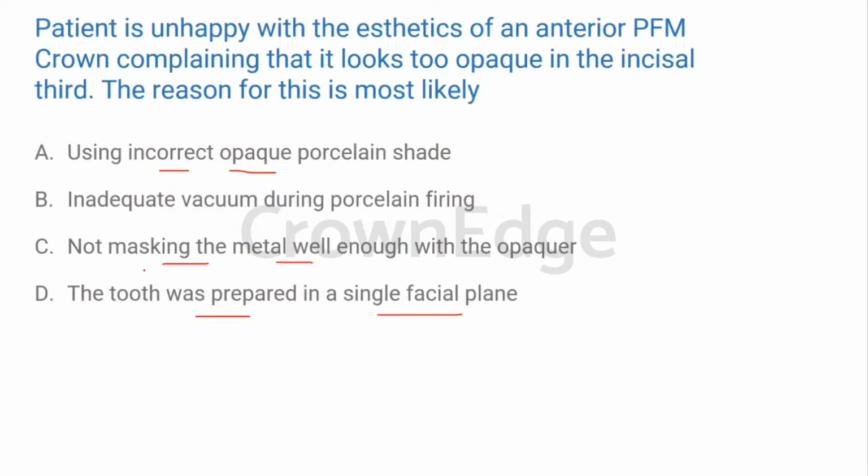I see all of you have got it right. Very good. Answer is D. The tooth was prepared in a single facial plane. If we had done it in three different planes, this problem would not have arisen. Another option, if you do not have D, then the answer is C. This is your second preferable option.